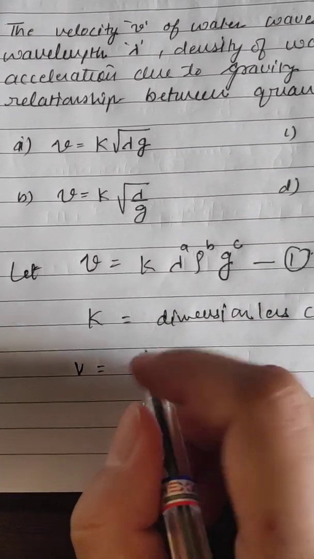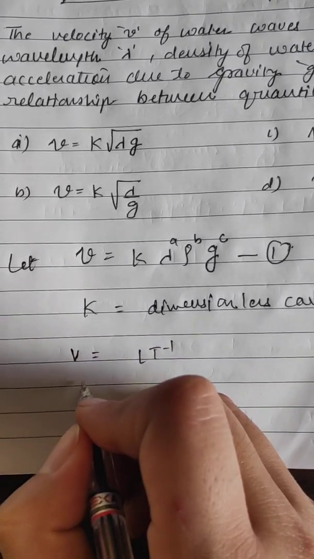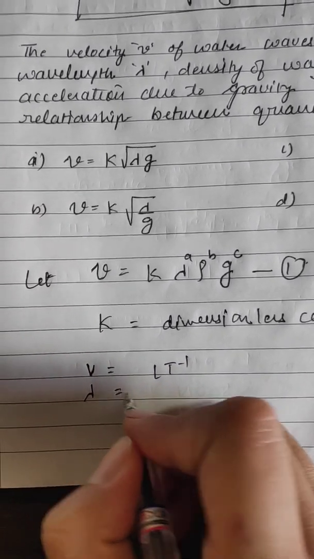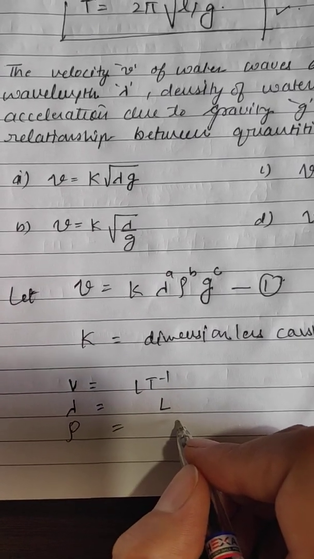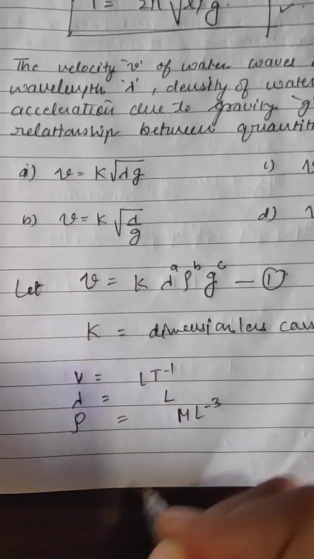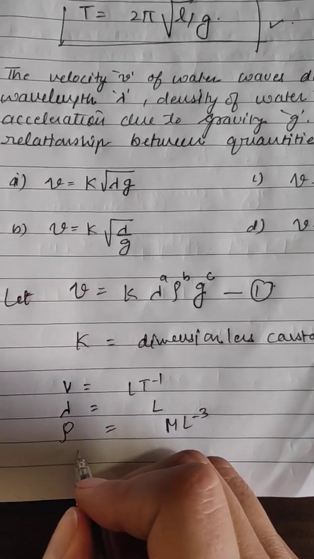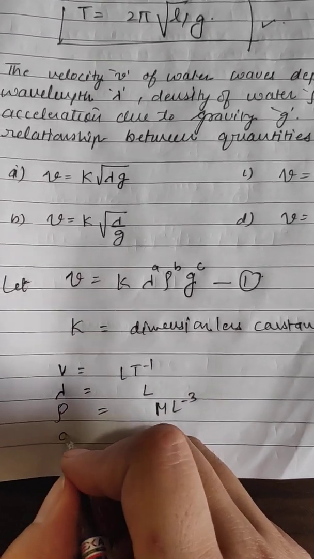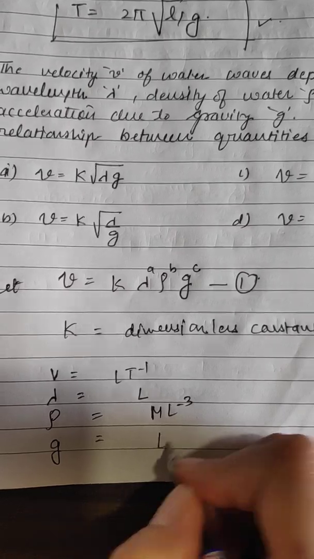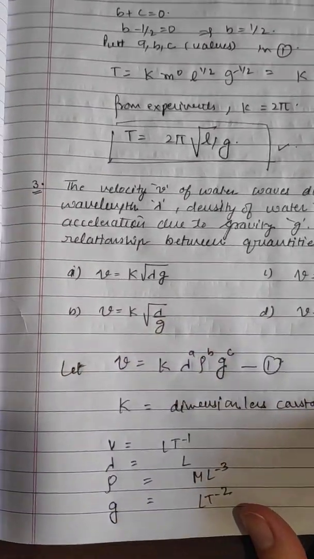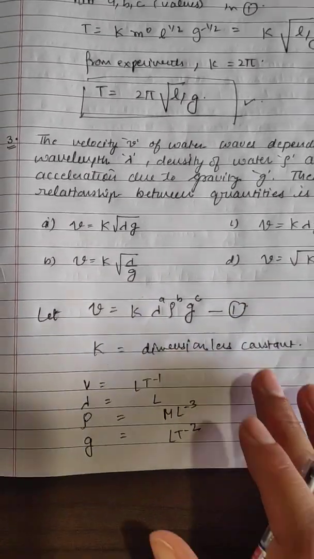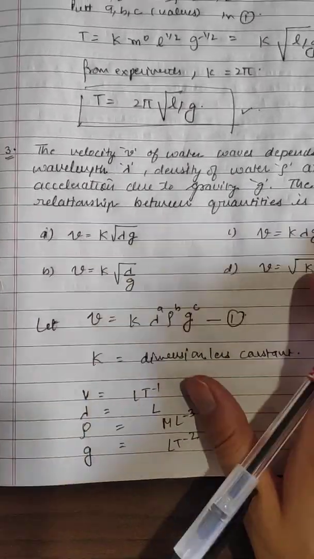Now in the next step what we'll do, we'll write the dimensional formula. What is the dimensional formula? V is LT^-1. Wavelength, that is L. What is rho? Density, that is mass upon volume, so ML^-3. You should learn the dimensional formulas like this. Next is g, acceleration due to gravity, LT^-2. So these basic formulas you can cram so that you can write while solving the numerical easily.